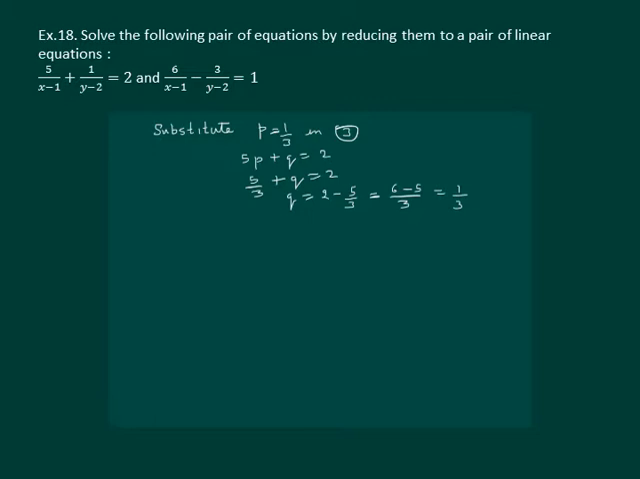So now we have p equal to 1 by 3 and q equal to 1 by 3. But we have to find the values of x and y. So let us go back to our assumption. We had 1 upon x minus 1 equal to p and 1 upon y minus 2 equal to q. We can substitute the values of p and q and find the values of x and y.